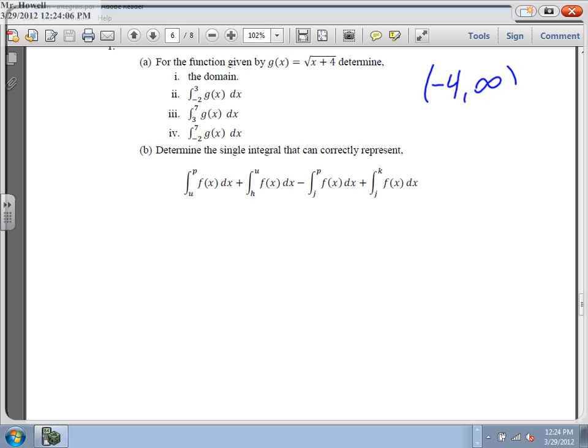So the other way you can write this is x greater than or equal to negative 4, with a bracket. Thank you, Karen.